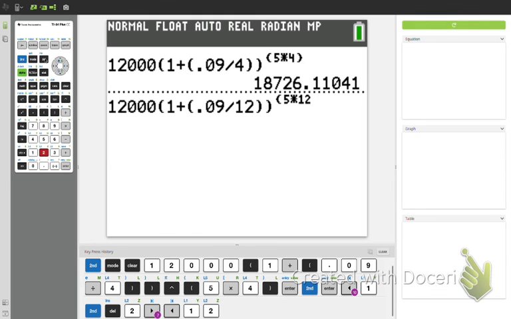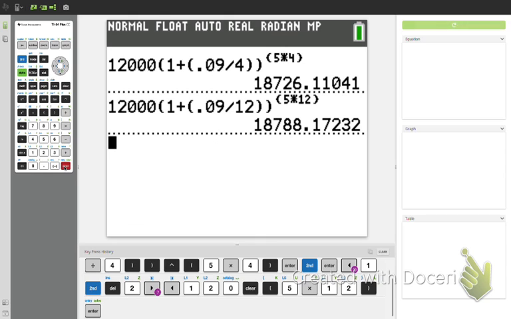And see, it overtook that, so I have to re-put my parenthesis. Oops. Just wait a second till I'm done with this example. So 5 times 12. So $18,788.17. Okay, let's do PERT real quick and then we'll go take our picture.